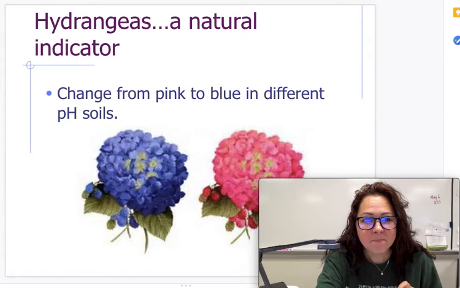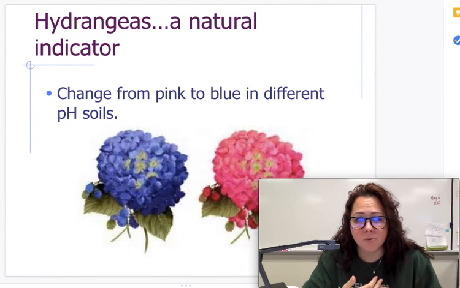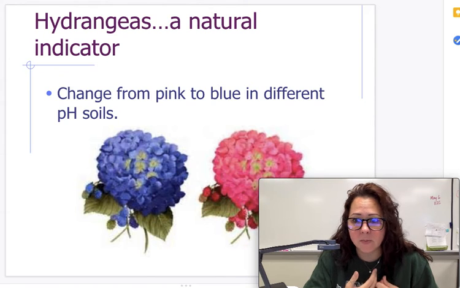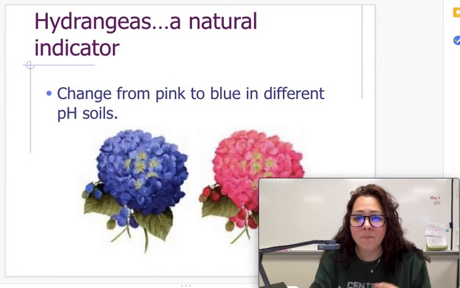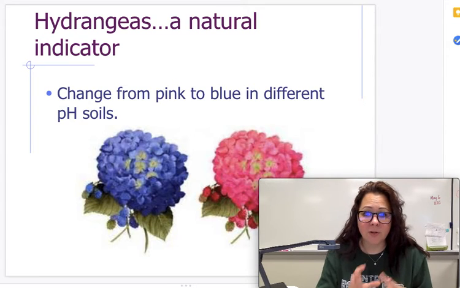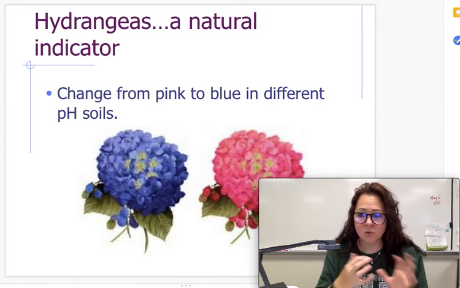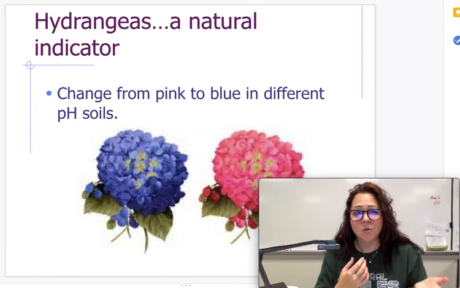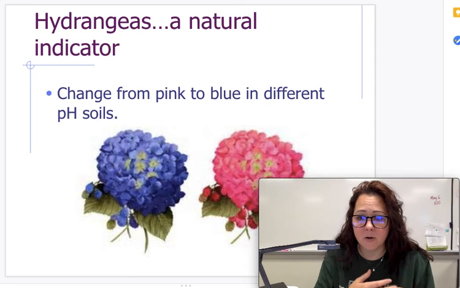Allergies are horrible today. Hydrangeas, there's actually a lot of natural indicators. We're going to use one that is made out of cabbage, but hydrangeas are a natural indicator as well. Based off of the pH of the soil, they'll change to either blue or pink, depending on if you have acidic soil or basic soil. So looking at your acids and your bases, it is a natural indicator.